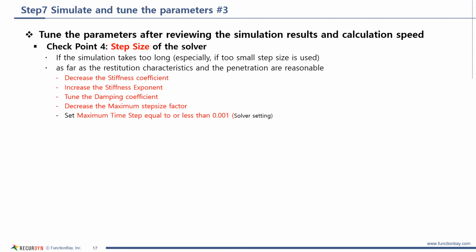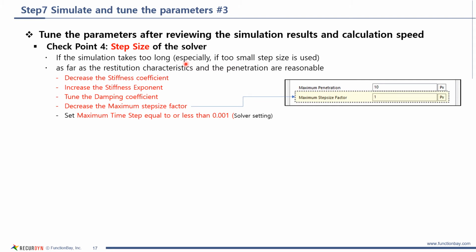First checkpoint is step size. During the contact model simulation, sometimes the solver step size becomes too small, so the simulation either takes long or stops. Usually, the bigger stiffness is used, the smaller step size becomes. So, using smaller stiffness coefficient or increasing the stiffness exponent can make the solver use the bigger step size. You need to check the maximum step size factor also.